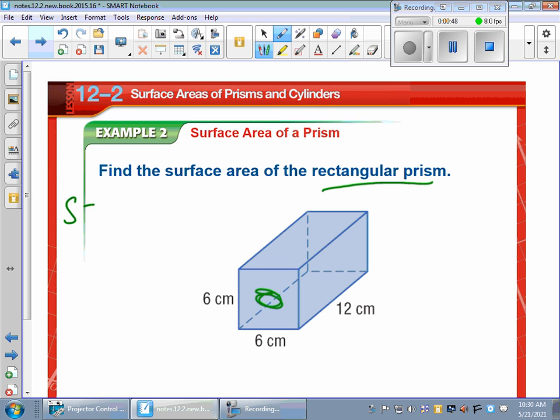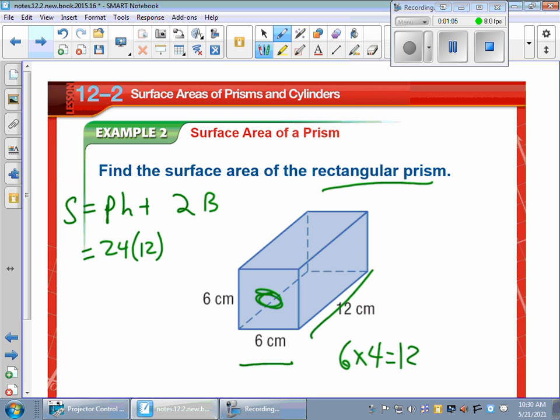So S equals PH plus 2B. My perimeter is going to be, this is 6, it's a square of 4, so 6 times 4. And then you're going to multiply that by your 12. So P is 24 times 12, okay? And then now we want the area of the base. So 2 times the area of this, which is 6 times 6, so 36.